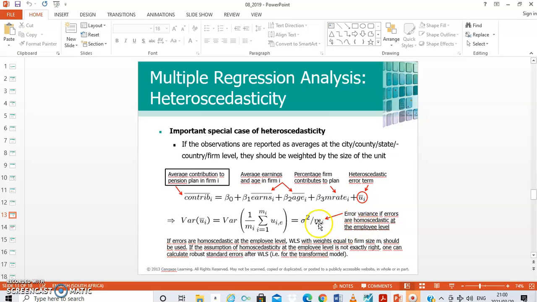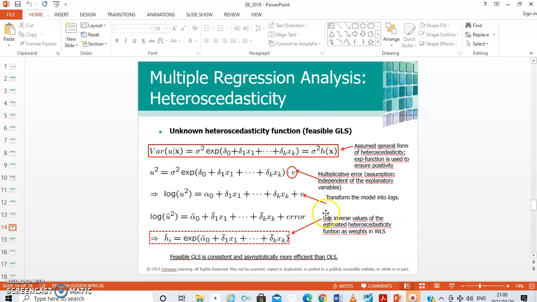Okay, so that's why we say with weighted least squares, you are basically remedying to move from heteroscedasticity to homoscedasticity. Okay, so that's basically how we deal with that. Now, sometimes we have an unknown heteroscedasticity function, and in this case, we can no longer really just use weighted least squares alone, but rather we can use the so-called feasible generalized least squares.